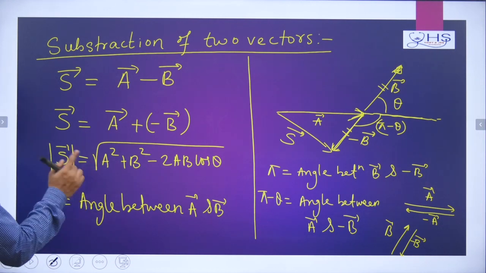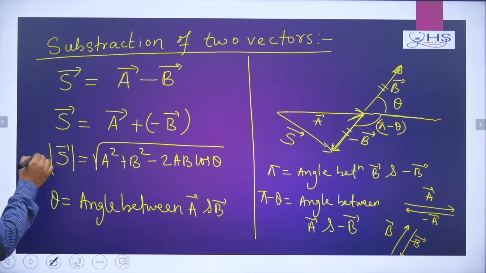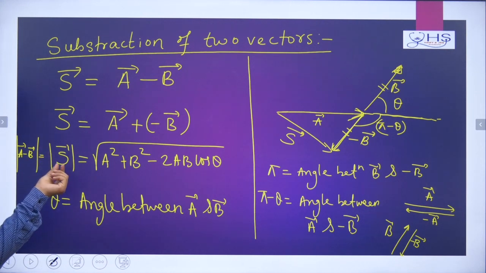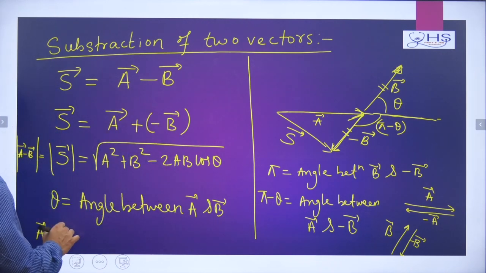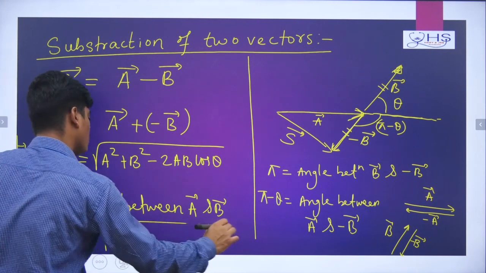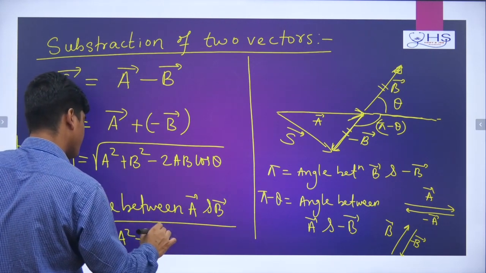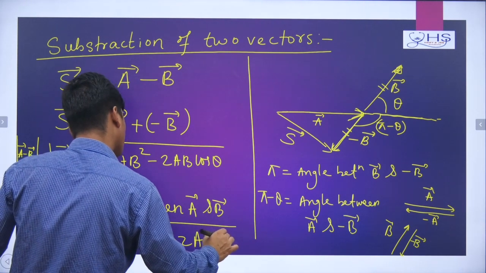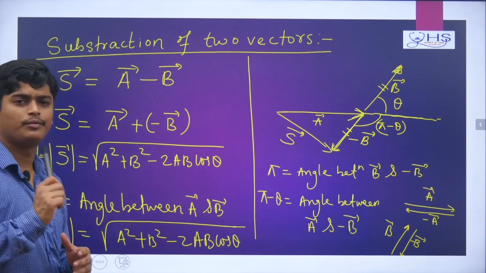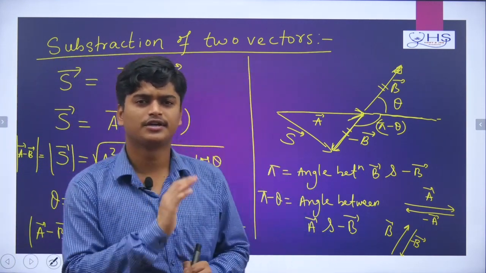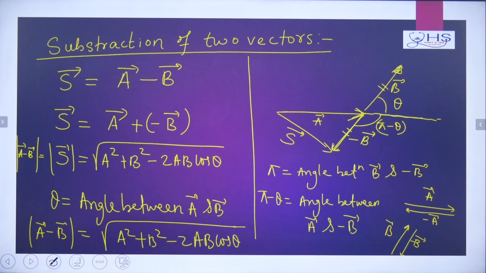And the S vector mod is also written as A vector minus B vector mod. S vector magnitude means subtraction vector magnitude, which is A vector minus B vector mod, which is the square root of A square plus B square minus 2AB cos theta. So this much you remember about addition and subtraction of vectors. We will be doing 2 questions, and after that we will be stopping the class. Okay.